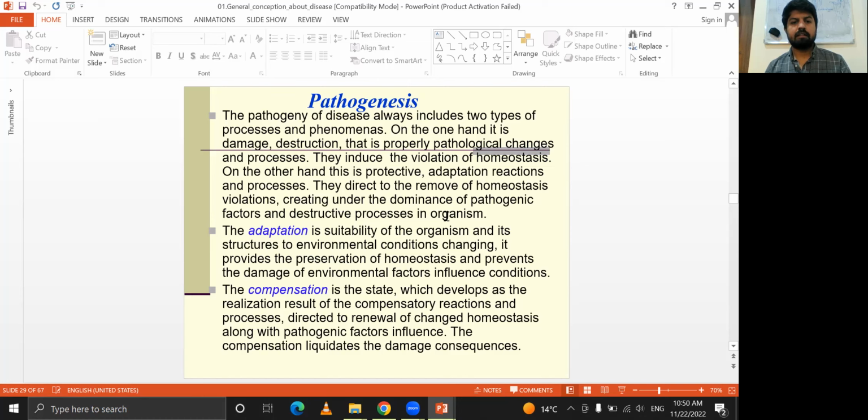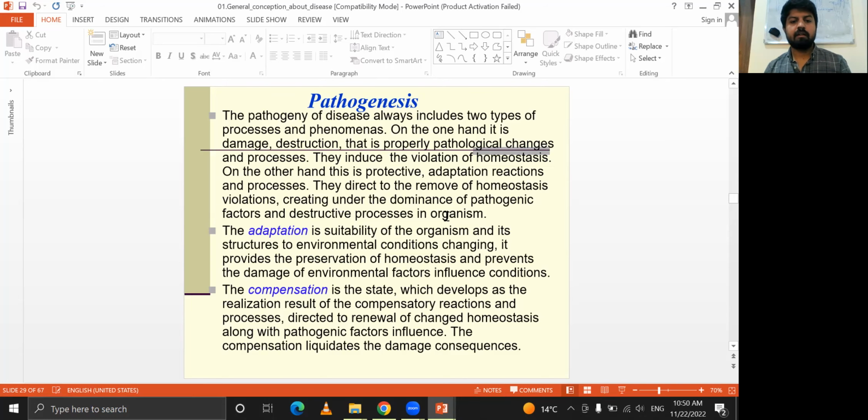The pathogeny of disease always includes two types of processes and phenomena. On the one hand, it is damage and destruction, that is, properly pathological changes and processes that include a violation of homeostasis. The balance between the internal and external environment, like body temperature, is called homeostasis, as you know from earlier. On the other hand, there are protective adaptation reactions and processes. Adaptation is the suitability of the organism and its structure to changing environmental conditions. It provides the preservation of homeostasis and prevents damage from environmental factors.